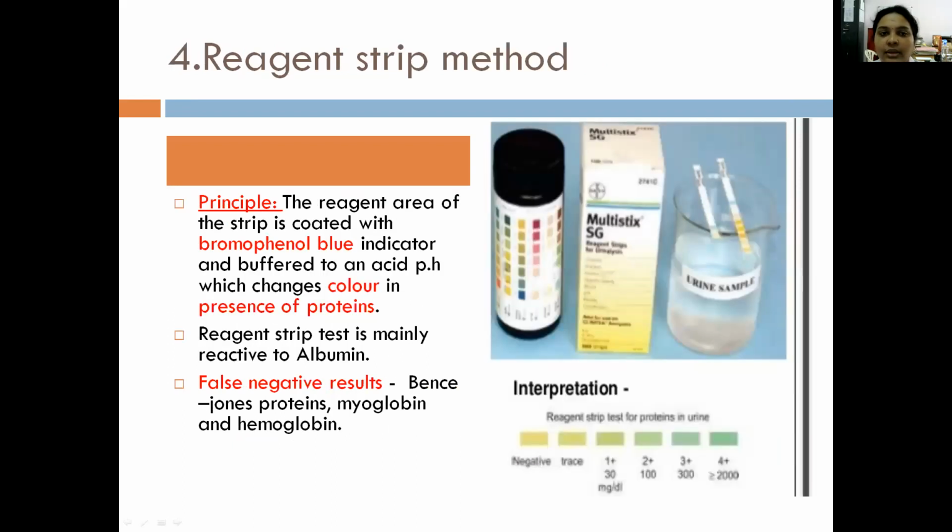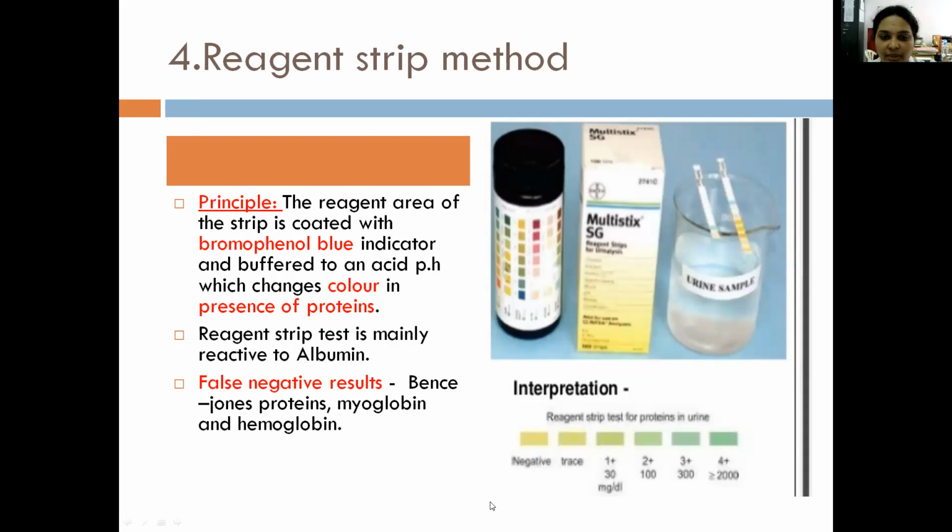Then comes our modern reagent strip method. The principle here is that the reagent area of the strip is coated with bromophenol blue indicator and it is buffered to an acid pH, which changes color in the presence of proteins. So the reagent strip test is mainly reactive to albumin. However, you can get a false negative test for Bence Jones proteins, myoglobin and hemoglobin. So this is the method which is actively employed in all modern laboratories.